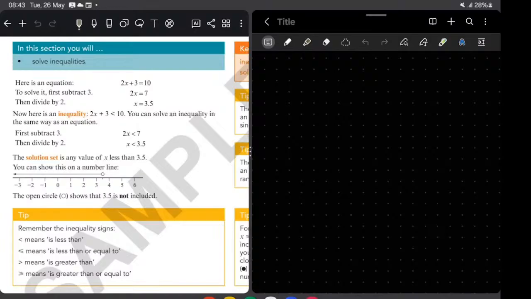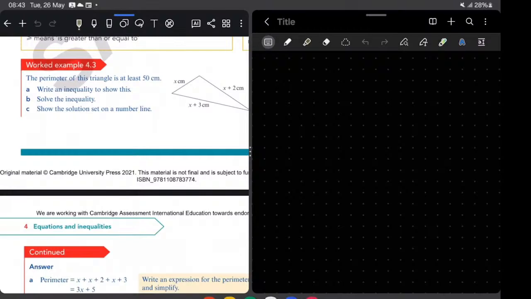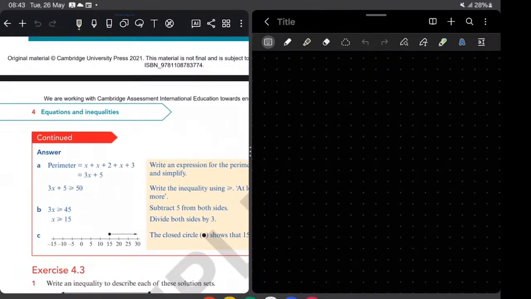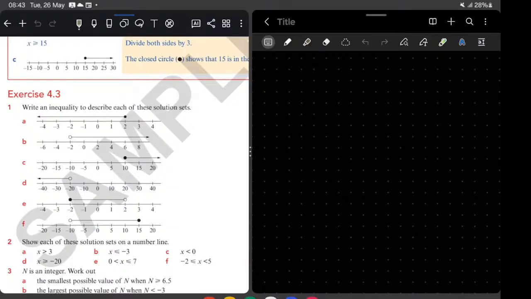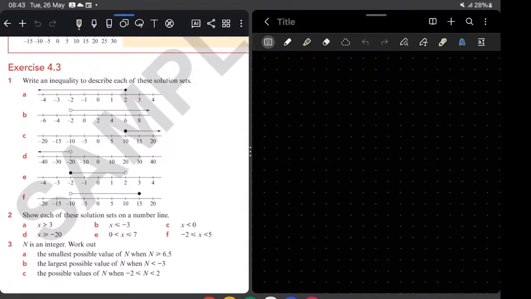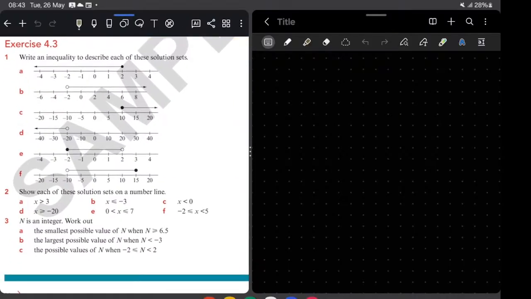Okay. Last time we started work on inequalities, and you're doing very well. I was explaining how you represent inequalities, and we are doing this exercise. We did exercise 4.3, and I gave you some other questions as an assignment. So remember, we had said that exercise 4.3.